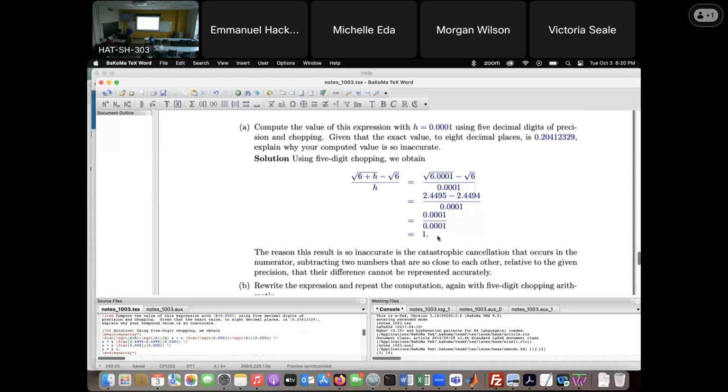Now in this example, when you do that 5-digit chopping, the value that you get is 1, but the exact value is 0.2 something, so it was horribly off. You explain why: catastrophic cancellation from subtracting these two numbers, the square root of 6.001 and the square root of 6, that are close together.